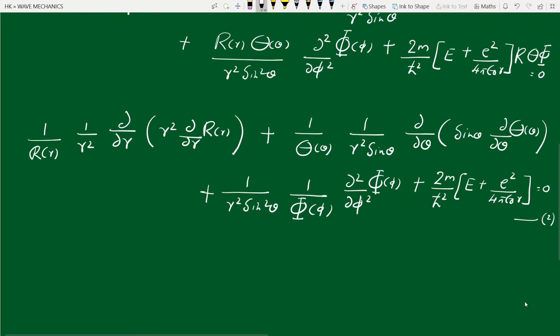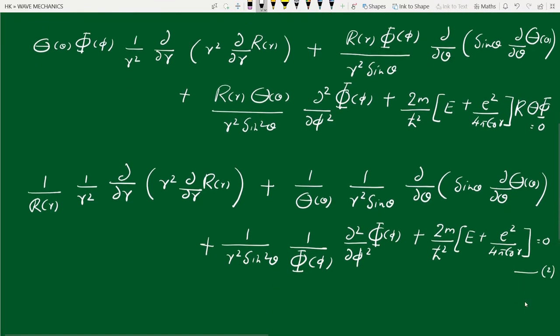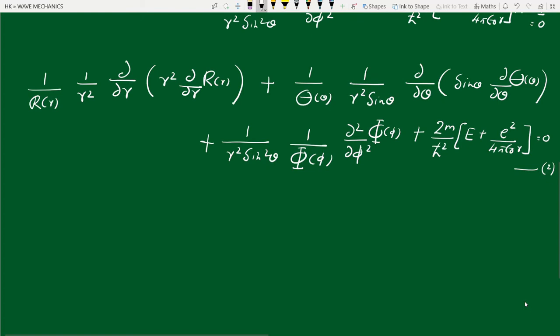Okay, so we have substituted the wave function R(r)Θ(θ)Φ(φ), and then we have divided throughout by RΘΦ. Now we have this equation 2. Now let us try to separate out the variables. First of all, let's notice that in the third term here, this denominator depends on capital Φ, which depends on φ, and this second derivative also depends on φ.